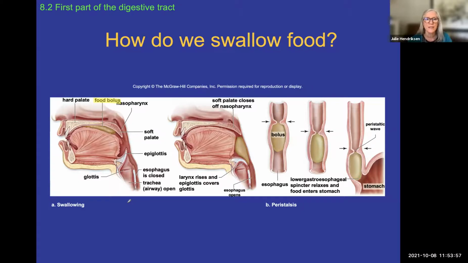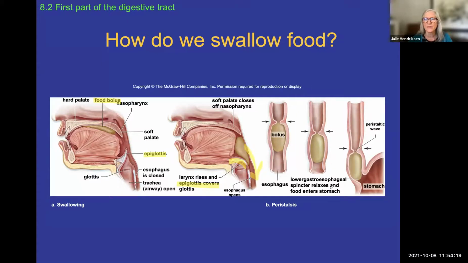a food bolus. And here's the hard and soft palate. Here's the location of the epiglottis. So that's going to fold over. You can see here that it's folded over. It's covering your trachea, the anterior front windpipe, and the bolus of food is sent downward down the esophagus.